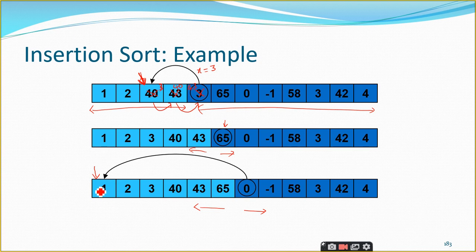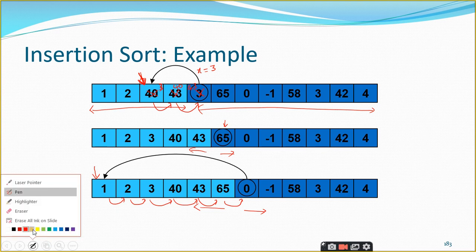You have to create a space at this location. For creating space, you are not going to swap, very important point, never swap in insertion sort. It entirely depends on inserting the new element. So, for creating space at the first location, you have to move all the elements after this 0, that means 1, 2, 3, 40, 43, 65, towards the right hand side by one position. So, 65 moved here, 43 moved here, 40 will move here, 3 will move here, 2 will move here and 1 will move here.